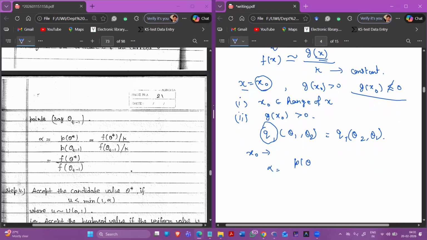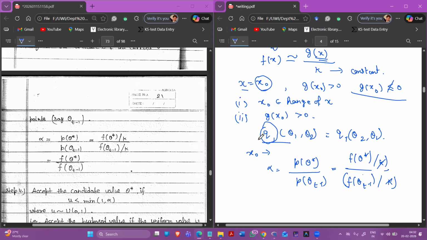With the help of x naught, I will generate one value from this density function, which should be symmetric. I will put it here and compare it with the previous value that I generated, that is p theta t minus 1. Basically the ratio was f theta star divided by k over f theta t minus 1 divided by k. So k will be cancelled out. That's why we don't need to know the value of k here, because k will cancel out.